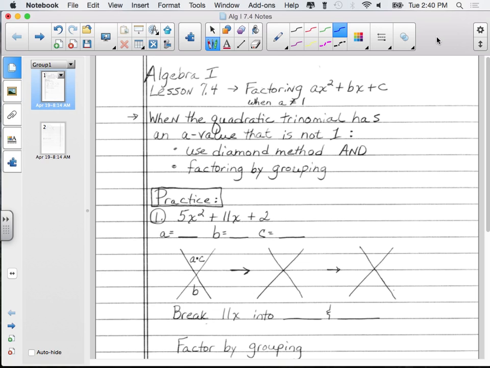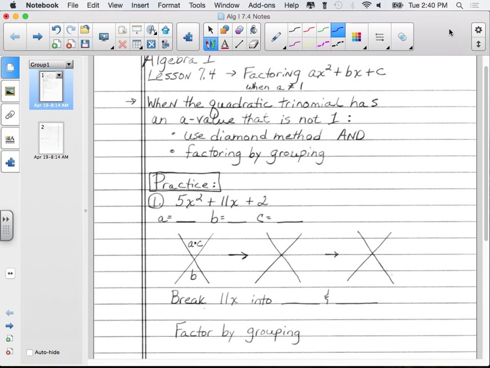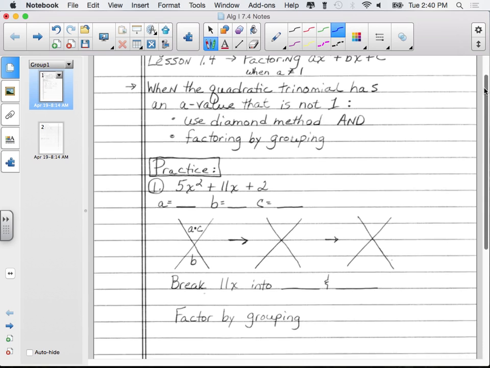Alright, so yesterday, we were just factoring quadratic trinomials where a was 1, right? Now today, we're going to be doing the same thing, except today a is not going to be 1. It's going to be all kinds of other values. So basically, we're just going to be doing the same thing. We're still going to be using the diamond method, but now we're also going to be factoring by grouping. And I'll show you when we do that.